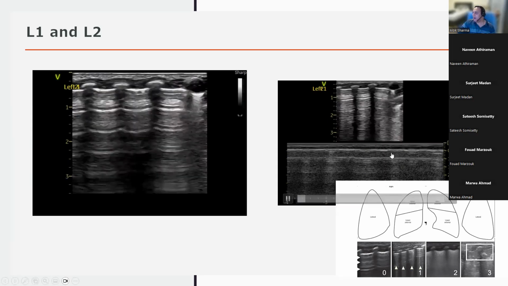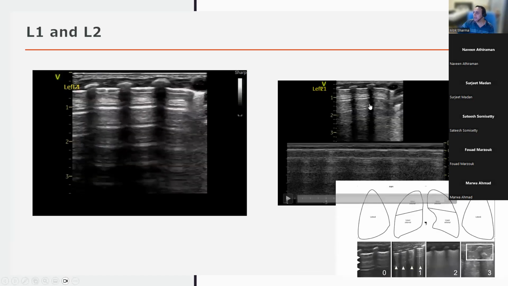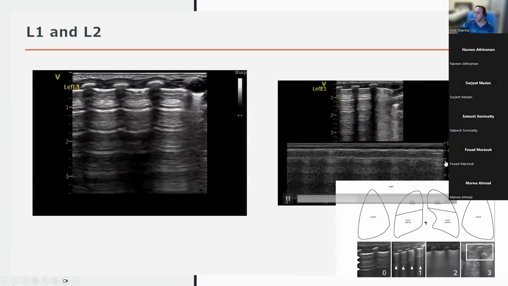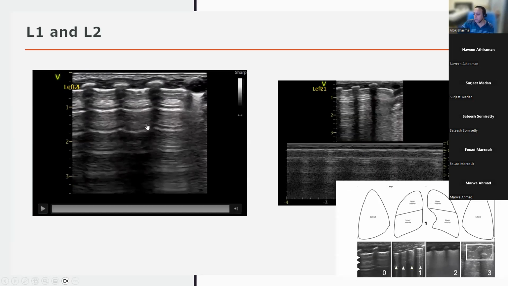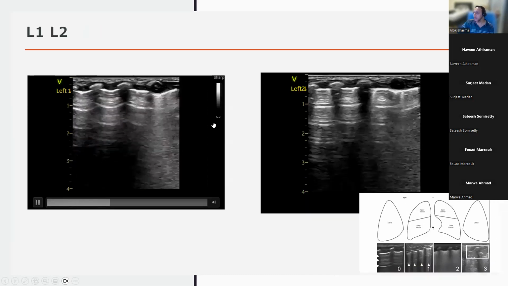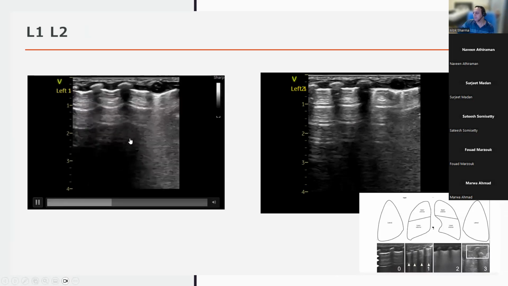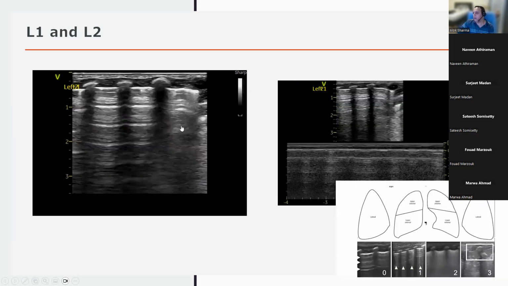And really, when I look at the M mode, you've got a classical seashore sign, good movement over there. So how would you score them? If you had to score them, what would you score L1, L2? It's 1, isn't it? 1. Yeah, okay. What about L3? L3 will be 0. Okay, beautiful.